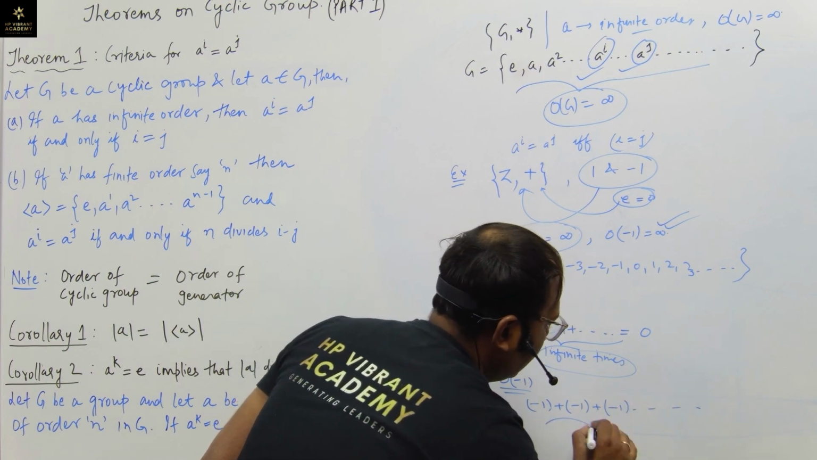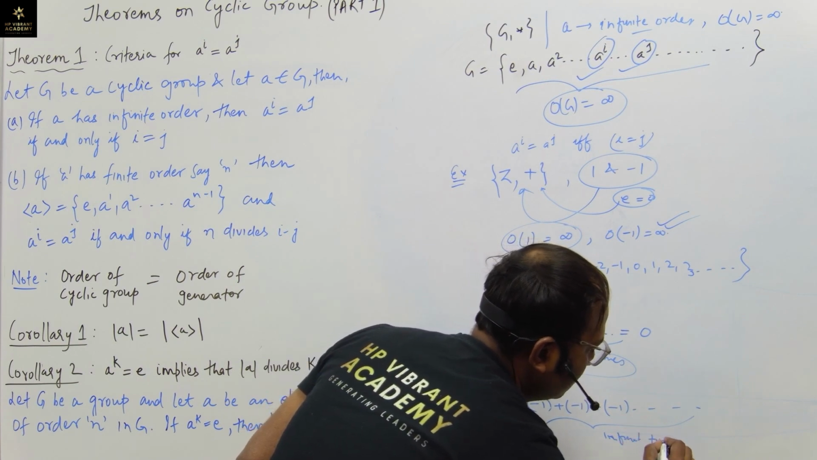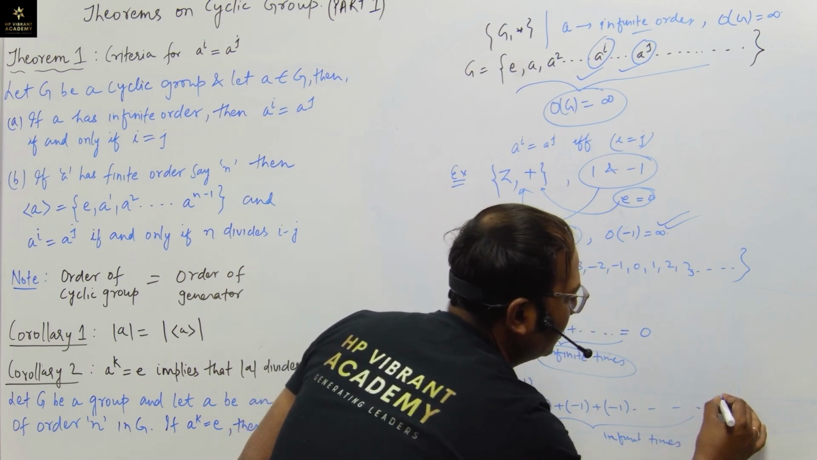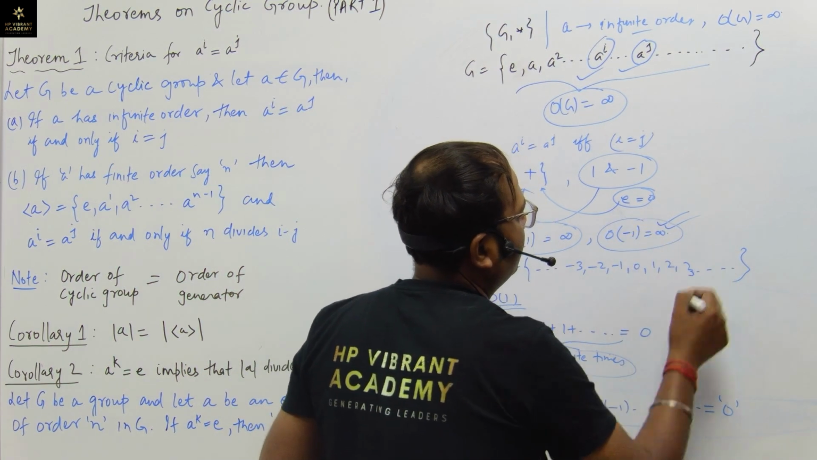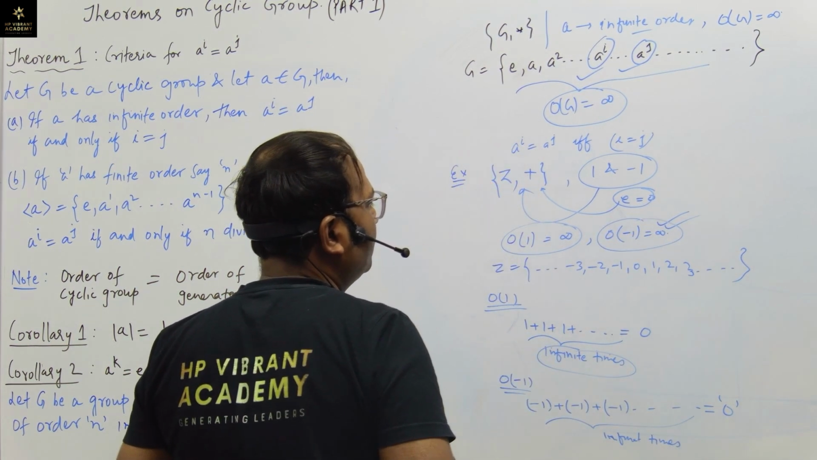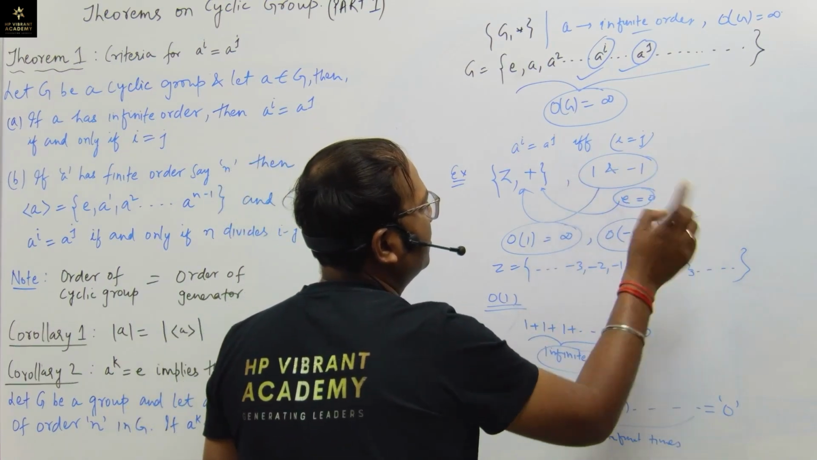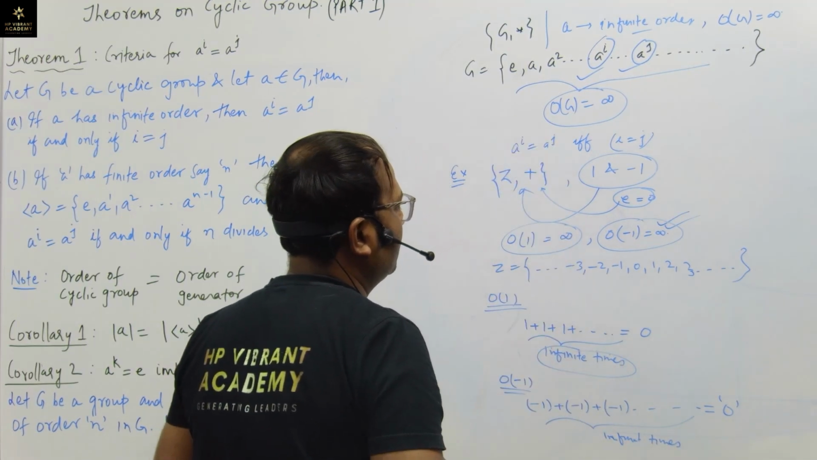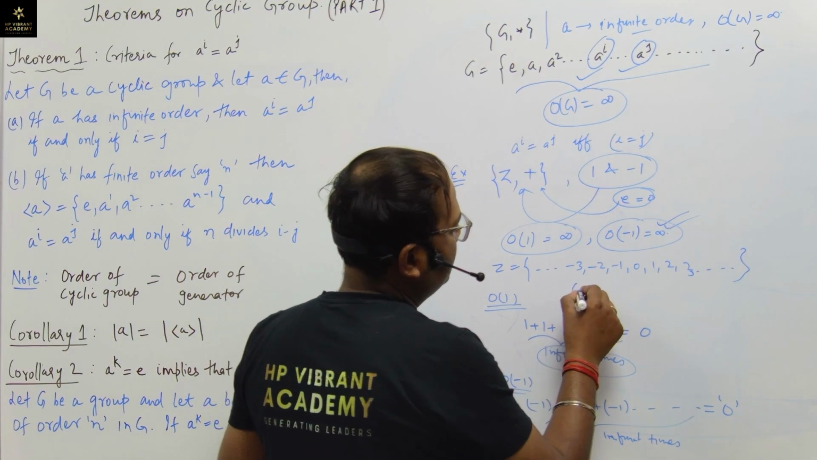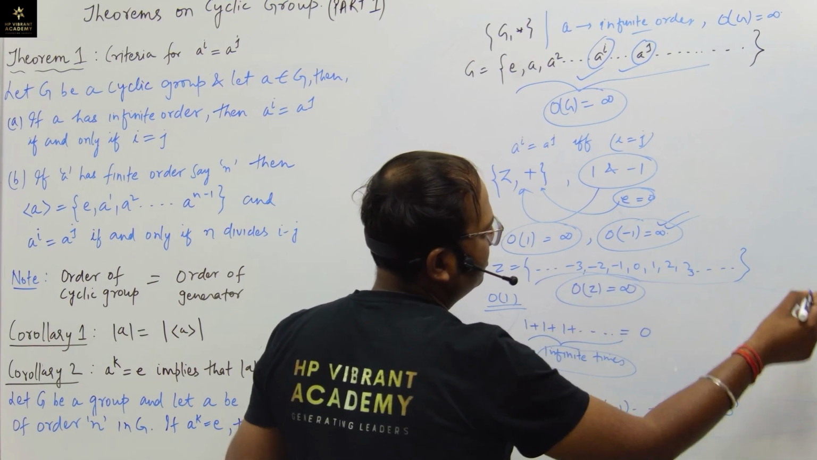This is infinite times repetition. Infinite times repetition will result into identity element 0. So this means order of minus 1 is infinity. So order of this cyclic group is equal to order of its generator. So 1 and minus 1 are the generators, and order of these generators is equal to order of this group Z, and order of this group Z is infinite because there are infinite elements in this group Z.